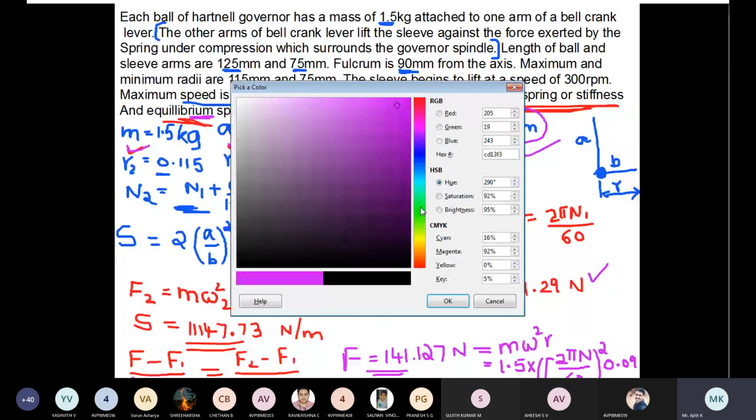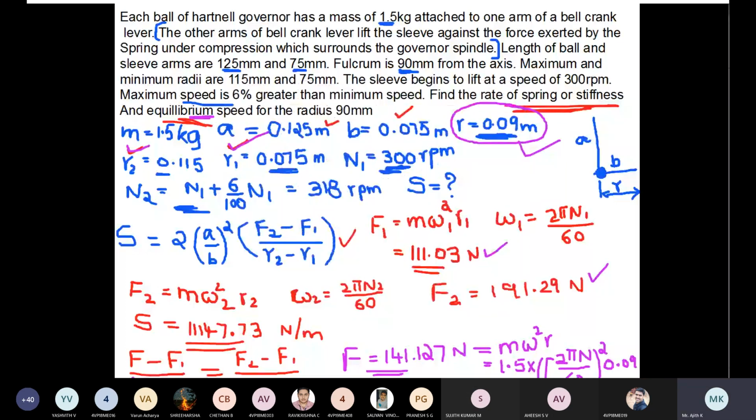Final required answer: equilibrium speed n value, 308.75 RPM you will get. This is the final answer. Obviously, this equilibrium speed should be in between the maximum speed and minimum speed. And the answer is 308.75 RPM.